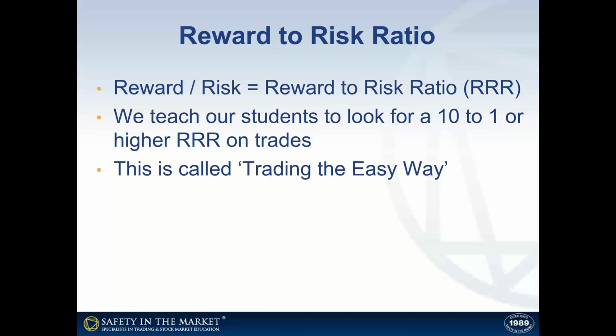Now, a 10 to 1 or higher reward to risk ratio, this is what is called trading the easy way. That means that if you're right on that trade, if you're risking $100, you make $1,000. That means you've got to be wrong 10 times in a row just to be back to break even. Now, you might be wrong 2, 3, 4 times in a row. It's very rare that you're going to be wrong 10 times in a row in the market. So these high reward to risk ratio trades are a great way to build your account quickly.